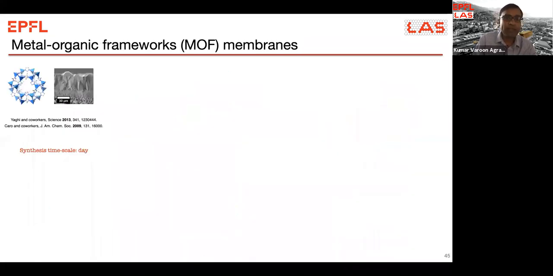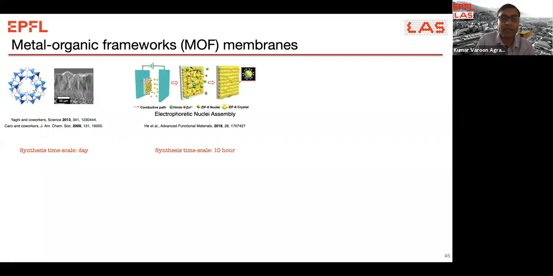Okay, so I think my time is up. This is my final slide in terms of what we're doing in the metal organic frameworks membrane. So metal organic frameworks, as you know, there's a lot of work, especially from the Yaghi group, looking at different metal organic frameworks chemistry and so on. And the Caro group and Sapasvis group came up with the first MOF membranes about a decade before, but the MOF membranes were about 20 to 30 micron thick with a synthesis time scale of a day, right?